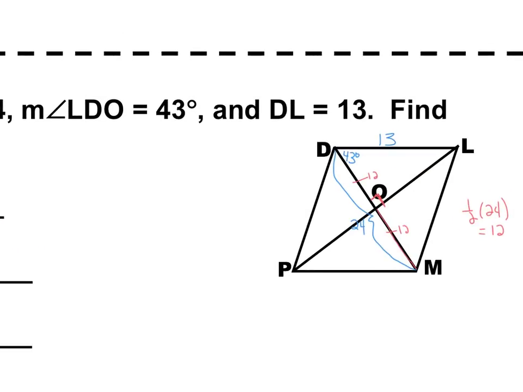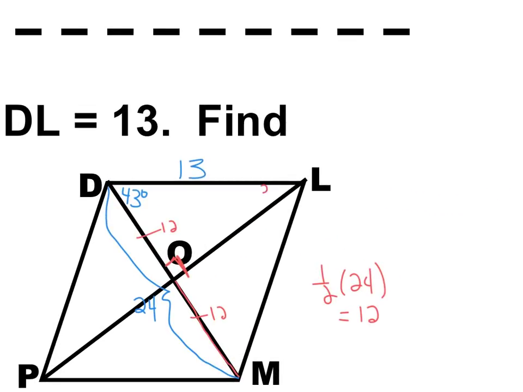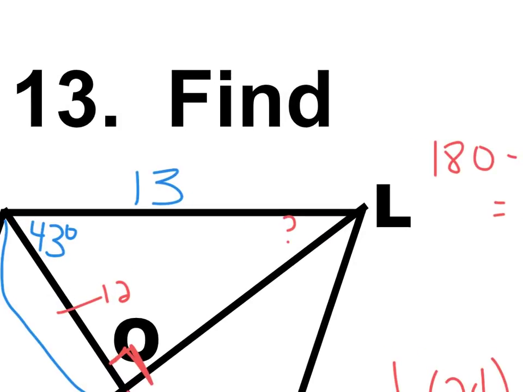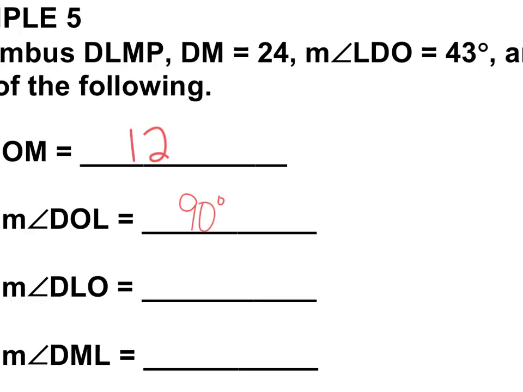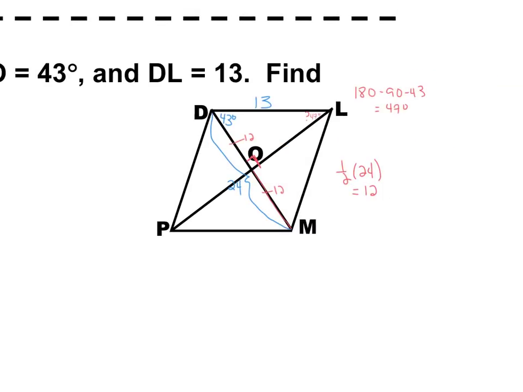Then it asks me for DLO, which is this angle right here. So again, we can use some of our triangle stuff to get this one. I know a triangle has 180 degrees, and I'm talking about this top triangle right here, okay? I know it has a 90-degree angle. I know it has a 43-degree angle, and if I subtract those, I get 47 degrees for this missing angle right here. So 47 degrees. And the rest is really just repeating itself.